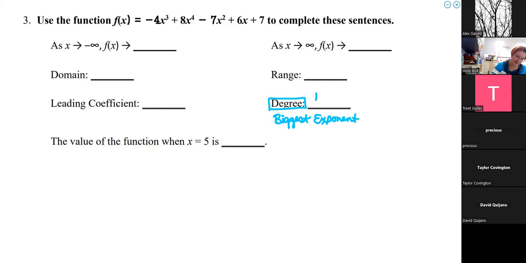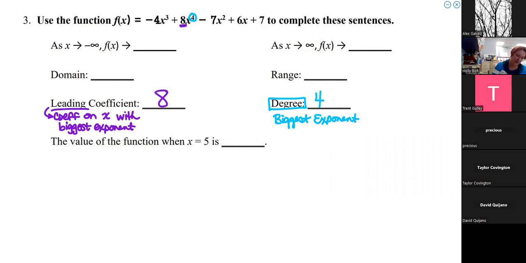Yes, the biggest exponent is a 4. The leading coefficient that I go looking for is the coefficient on x with the biggest exponent. So I'm not looking at the very, very front. Here's x to the 4th, so I'm looking right here. You're absolutely correct. This is going to be 8.